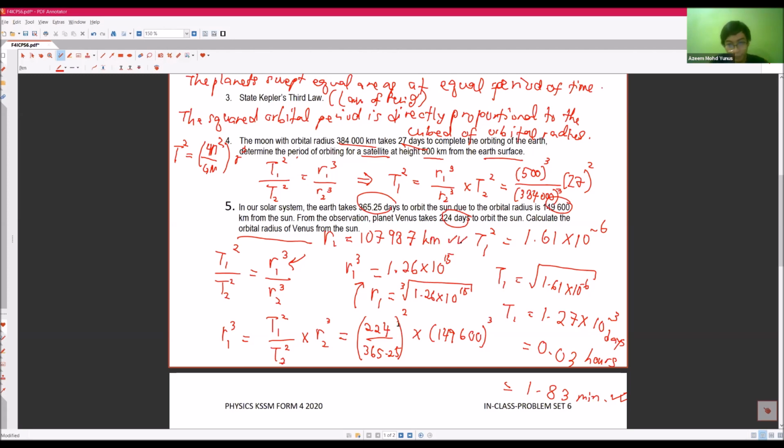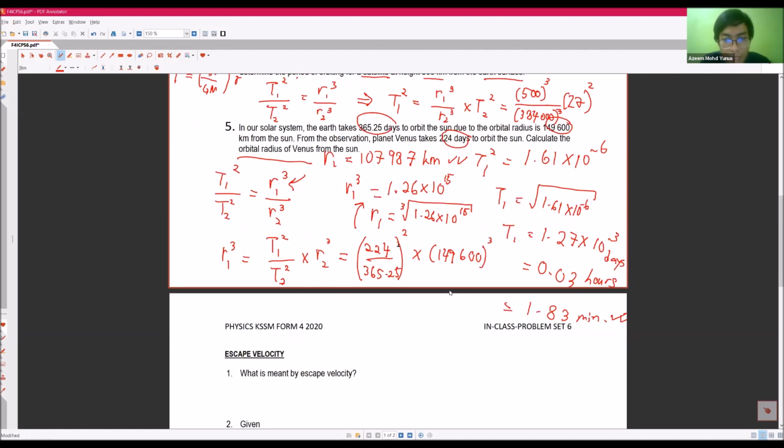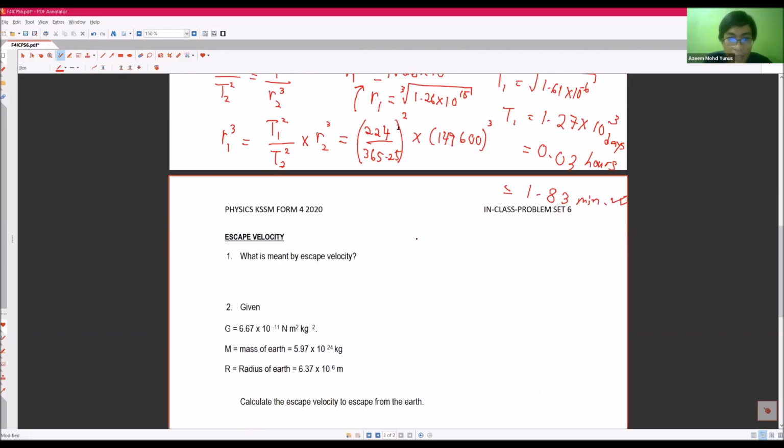That is the orbital radius of Venus, which should be smaller than the Earth's. The Earth has 149,600, Venus 107,987. Why smaller? Because the orbital period is smaller. Because it's nearer the Sun, the orbital period is smaller and the orbital radius is smaller. So our answer is logical.